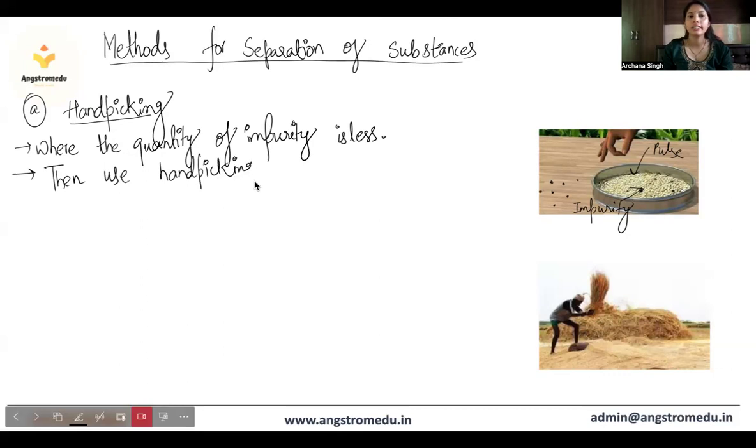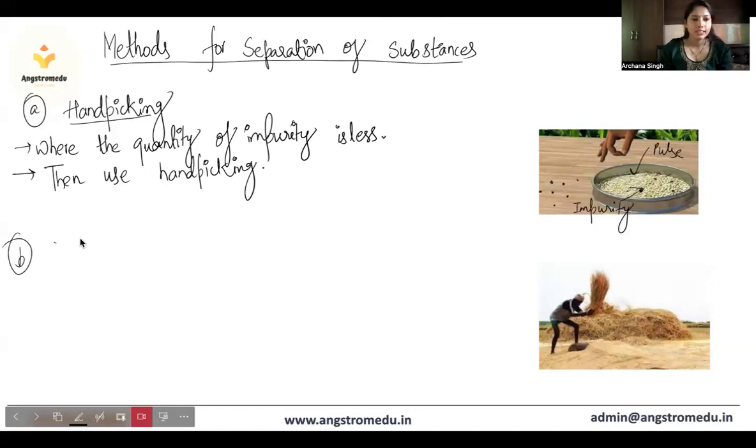For larger quantities, we don't prefer it, right? And the impurity will be a little bigger in size, where you can spot that it is present in a different color, or the size of the impurity is a little big. Fine. So hand picking is used where you have a small quantity or less quantity.